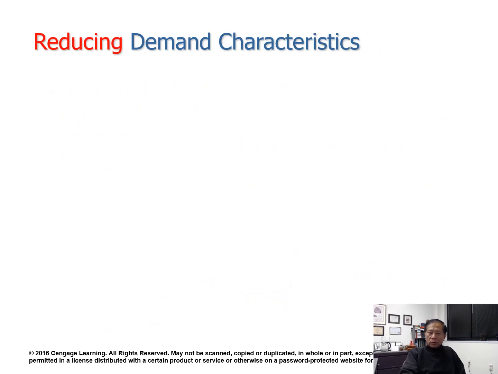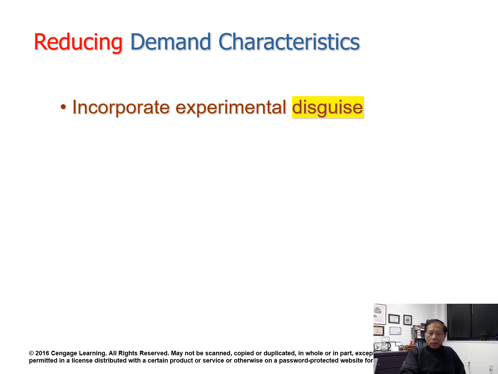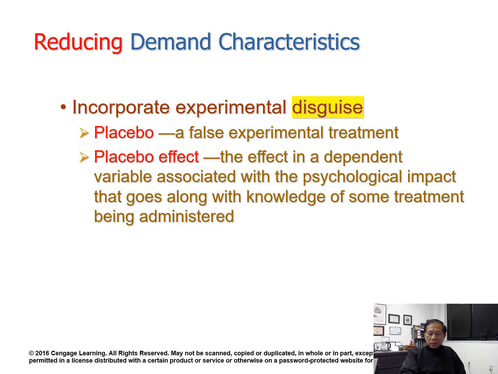Now, how do you reduce demand characteristics? You incorporate experimental disguise, where logically or legally or ethically permissible, you want to incorporate experimental disguise. Okay, you can use a placebo, right? Placebo, that's a false experimental treatment. Yeah, no treatment. Okay? Placebo effect is an effect in a dependent variable associated with the psychological impact that goes along with the knowledge of some treatment being administered. Okay? See that.